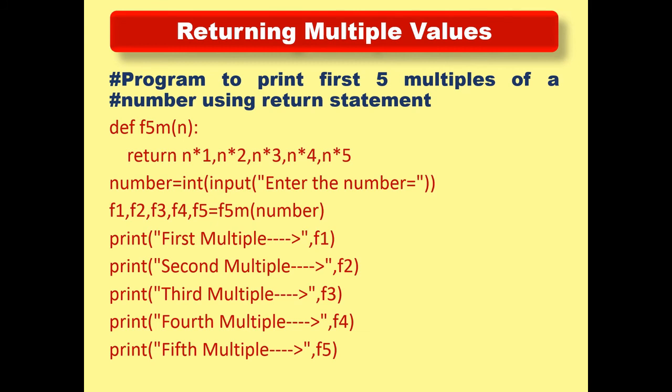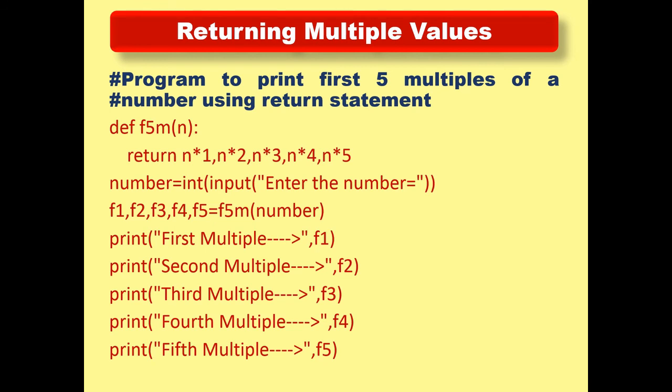As per my definition, I made this function name for displaying first 5 multiples which is supposed to be entered by a user. My dear students, if we consider the main section, here we accept some value in a variable that is number, and in next line we call a function f5m, that is first 5 multiples, and pass the parameter that is a number. Sorry, this is not a parameter, this is an argument.